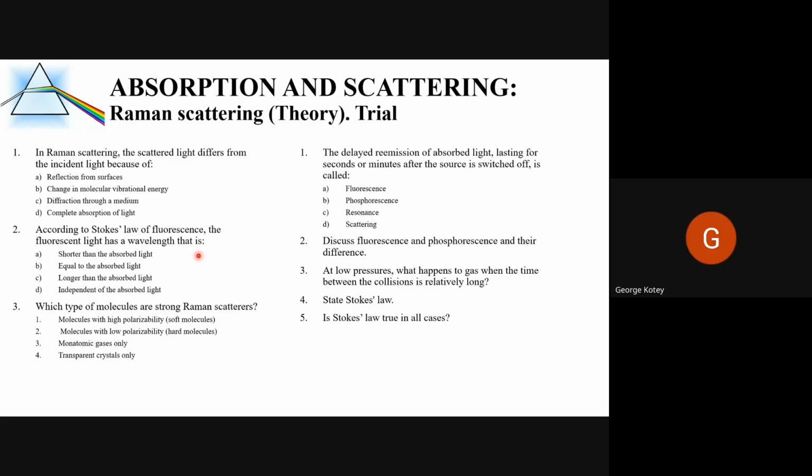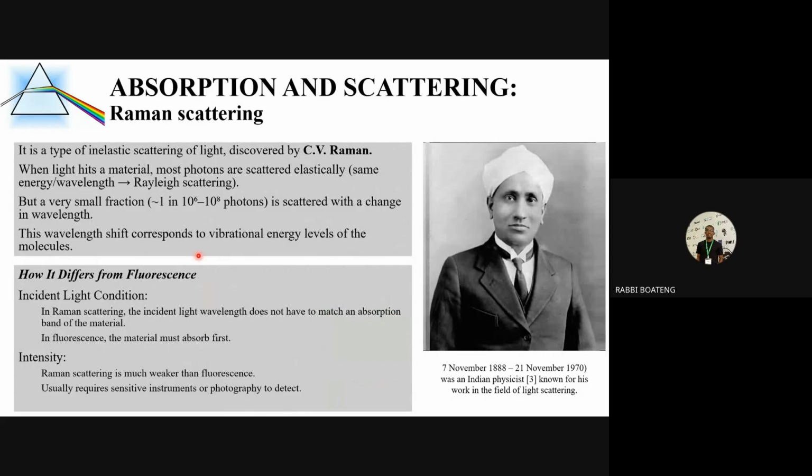I think it's B. Very good. It's going to be because of the change in molecular vibrational energy. Is that okay? And it's stated here. The vibrational energy. Is that okay?